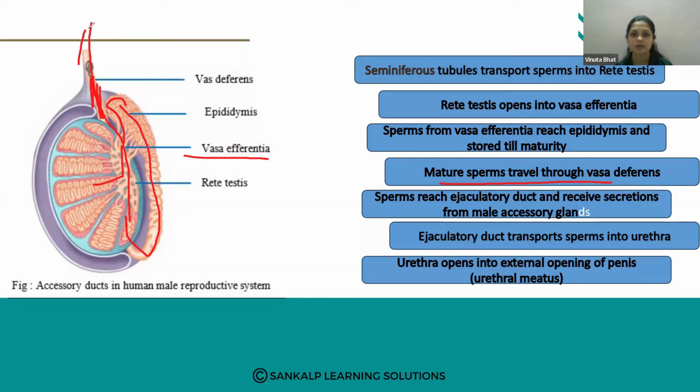So this is the vas deferens, and the sperms reach the ejaculatory duct and receive the secretion from the male accessory glands. Then that ejaculatory duct transports the sperm to the urethra, and the urethra opens into the external opening of the penis. Okay, that is the urethral meatus. So just a minute, I will show the diagram.